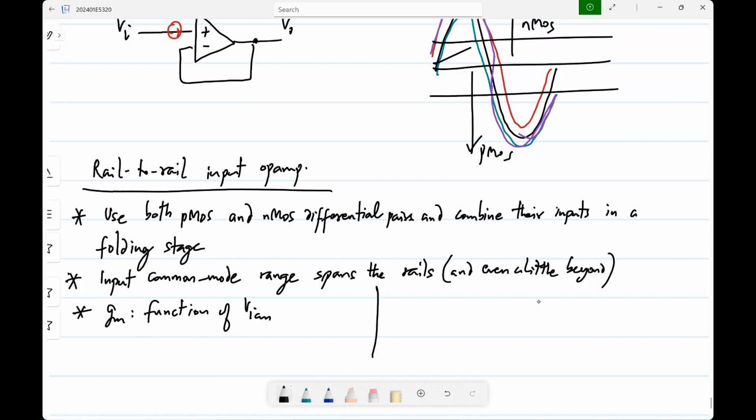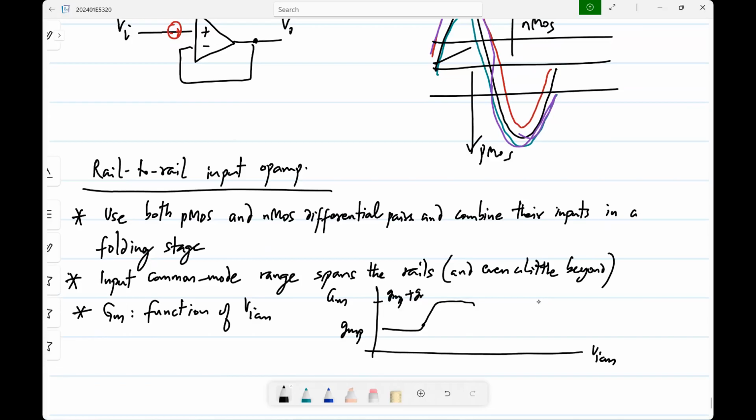So if you plot the GM of this op-amp versus VICM, here I mean the total GM, not that of any individual transistors. At low levels, it will be GMP, and somewhere in the middle, it could be GMP plus GMN, and at higher levels, it is GMN. Okay. Vary the input common mode voltage from 0 to VDD. This is what is likely to happen.